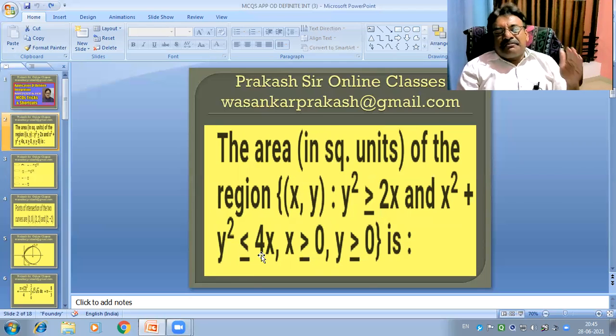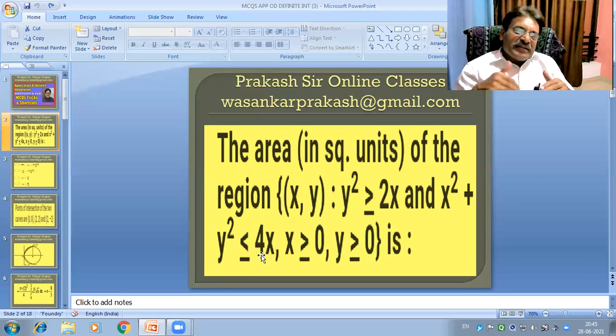That is x square plus y square minus 4x equals 0, and this is the equation of the circle. Both these equations, the parabola and the circle, do not contain a constant term. Therefore, they pass through the origin. So first we find the points of intersection of the curves. Therefore, the first point of intersection is O(0, 0).